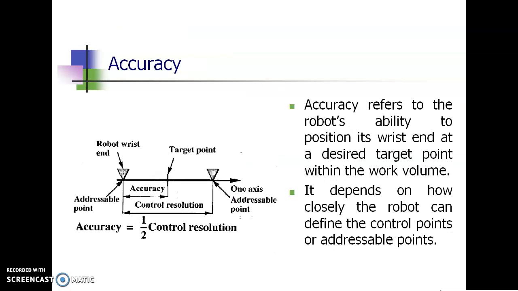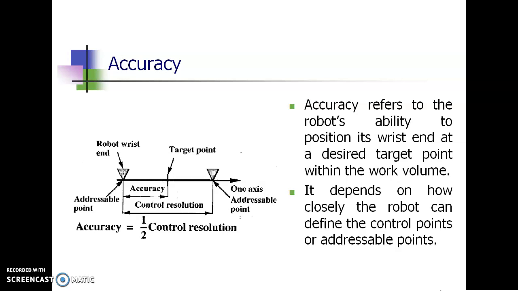The next term is accuracy. Accuracy refers to the robot's ability to position its wrist end at a desired target point within the work volume. So accuracy is how well the robot can position its wrist end at a particular point. This point is what we are calling a target point. It is the robot's ability to position its wrist end at that point.